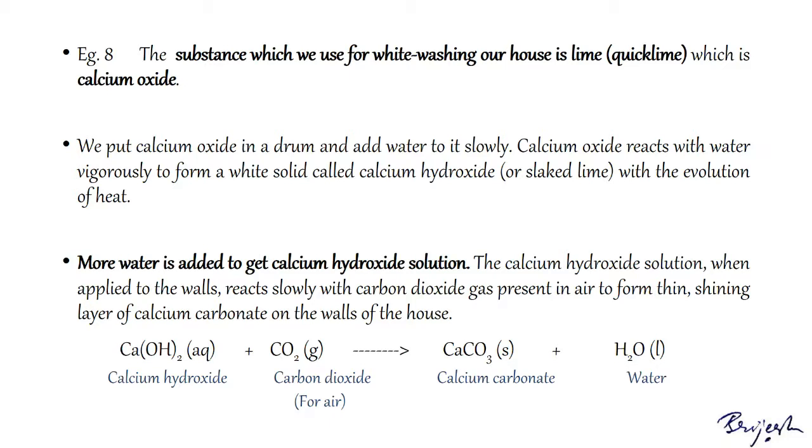So the reaction is as follows. Calcium hydroxide solution, when applied to the wall, reacts slowly with carbon dioxide gas present in air to form a thin, shining layer of calcium carbonate on the walls of the house. Since this process gives a white shiny appearance to the wall of a house, it is called whitewashing. The calcium carbonate is actually formed after 2 to 3 days of whitewashing and gives a shiny finish to the walls.